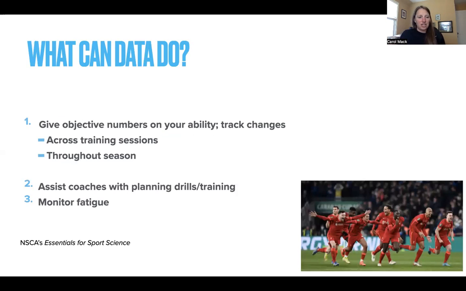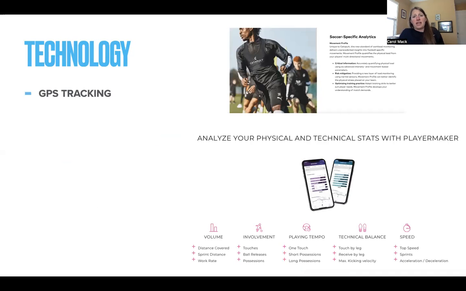Very briefly, as I mentioned, there's more detail on the YouTube channel, but data can give objective numbers on the ability, and it can track changes and look at fatigue. The data can tell us how many of those sprints a person is doing, and how many of those sprints a person needs to do. And that way we're not accidentally going from 30 to 90 in a session, because that can very much increase your risk for injury.